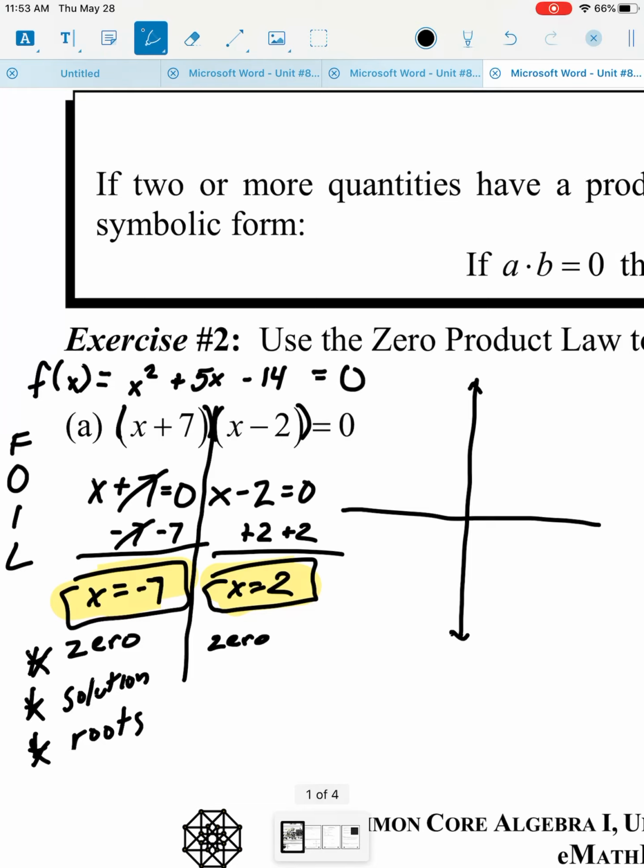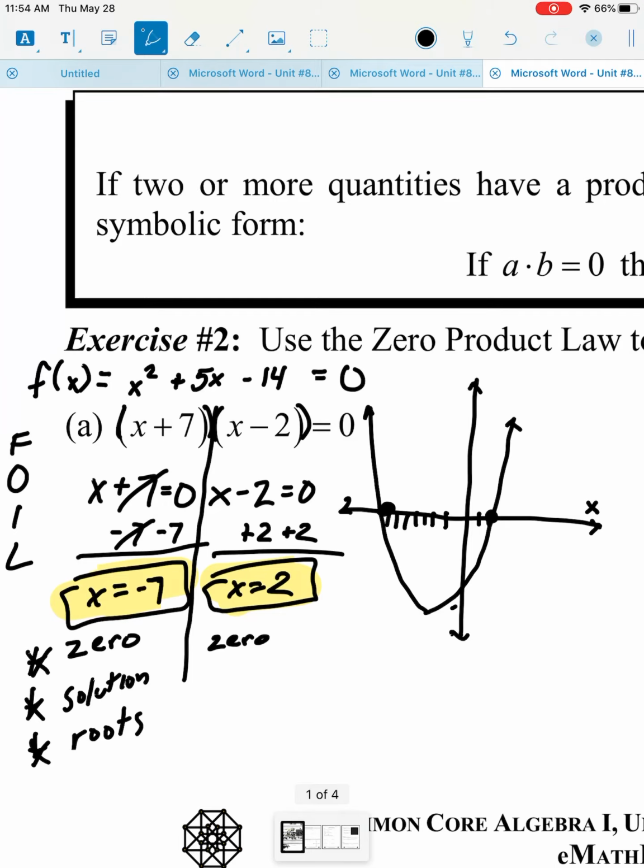So I said it's an upward facing parabola that crosses the x-axis at 2 points, because we have two zeros or two solutions, one of them at negative 7 and one of them at 2. I know that the minimum falls somewhere in between based on the symmetry of a parabola, and it should look a little something like that.